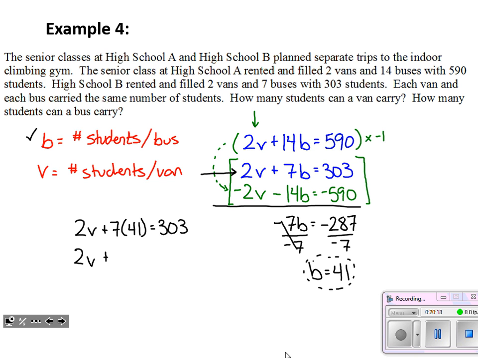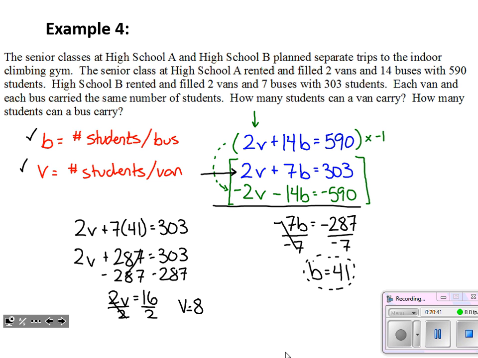2V plus 287 equals 303. I subtract 287 from both sides. I find that 2V equals, oh, what's that going to be, 16? And if I divide both sides by 2, I find that V equals 8. All right, now I've found both variables. I need to be sure that I'm explaining what those numbers mean.